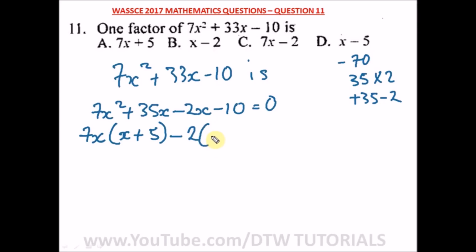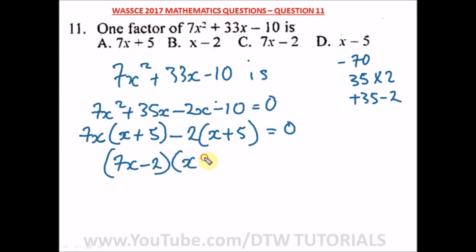So we have 2 bracket x, then this will be plus 5. Why is it plus 5? Because when you open up this bracket, minus times plus will give us minus. That's why we put a plus 5, because when you open up this bracket, minus times plus will give us back this minus. So equal to 0. So what are our two factors? Collecting like terms, our two factors are 7x minus 2 and x plus 5. So these are the two factors.